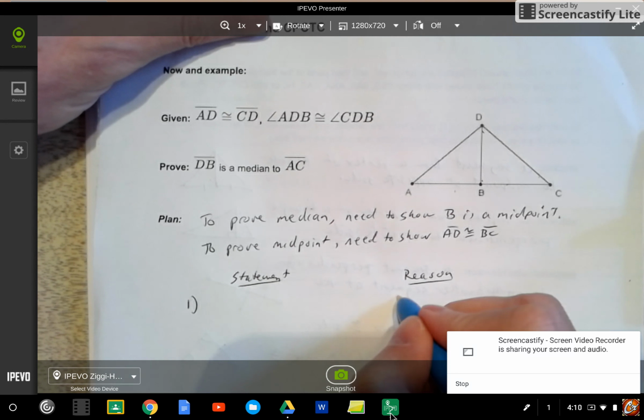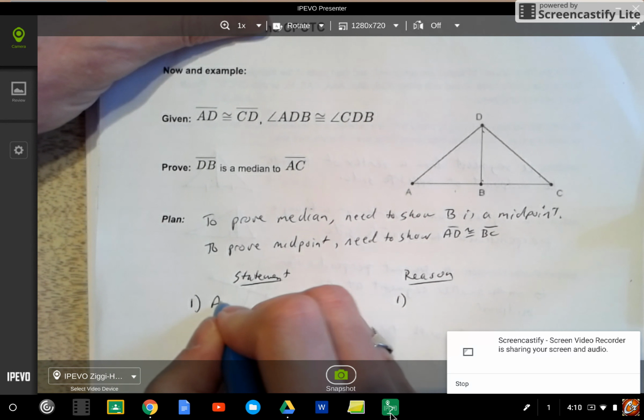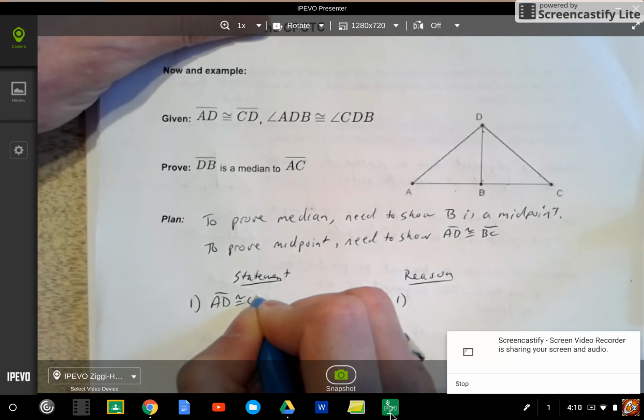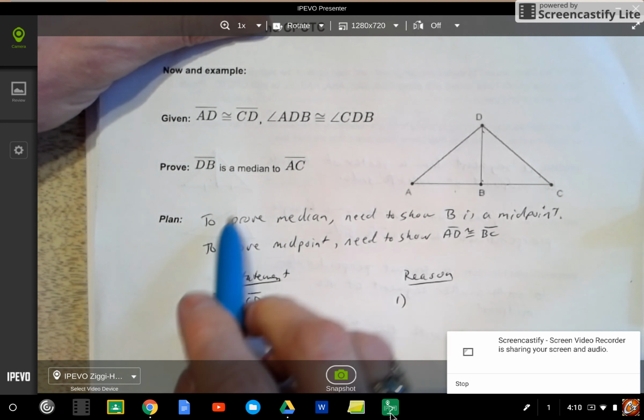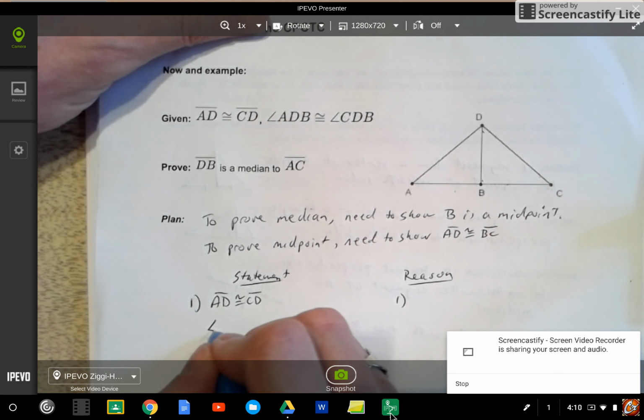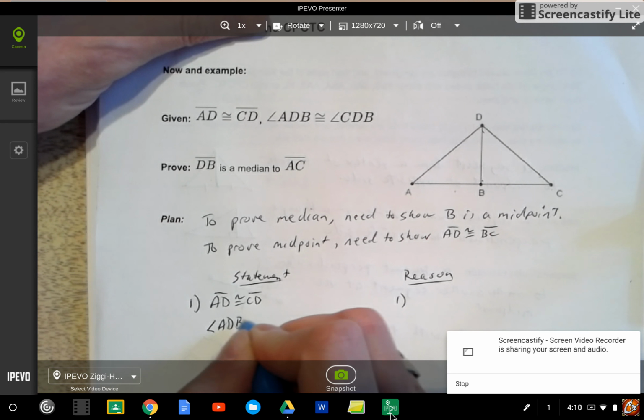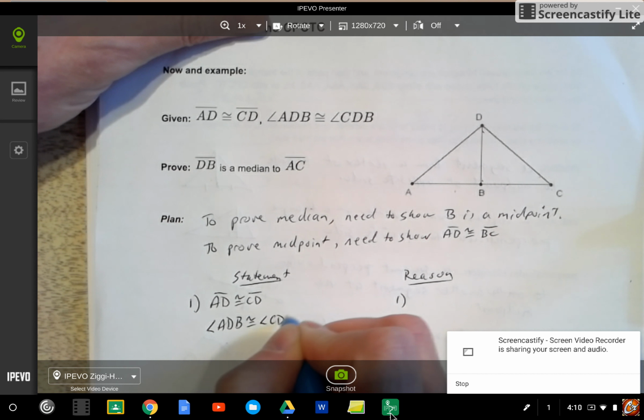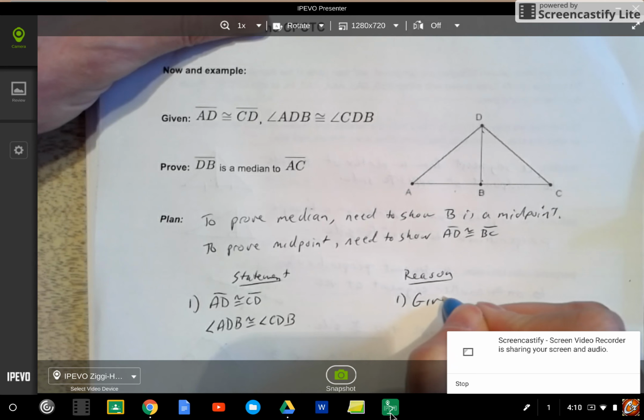This is good because it gives me an idea of where I'm ending. AD is congruent to CD. Remember how we said you always want to know where you're going? Well, that's what that's used for. Angle ADB is congruent to angle CDB. All of that is my given.